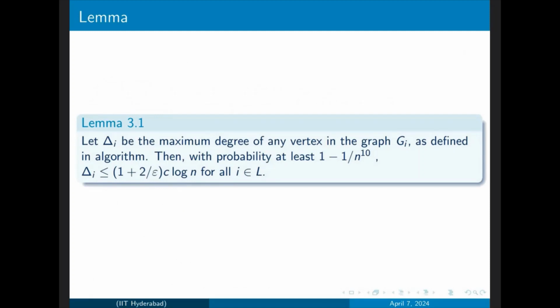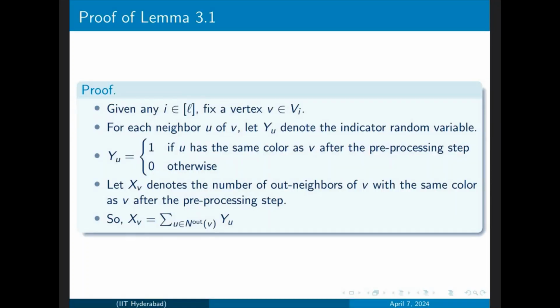The lemma. We now prove that the maximum degree of any vertex within a subgraph is at most 1 plus 2 by epsilon C log n. So let us take a subgraph where all the vertices have the color i. From this subgraph, let us take a vertex v. For any neighboring vertex u of v, let yu denote 1 if u and v have the same color and 0 otherwise. And then let xv denote the sum of all these y values for all the neighboring vertices u of v.